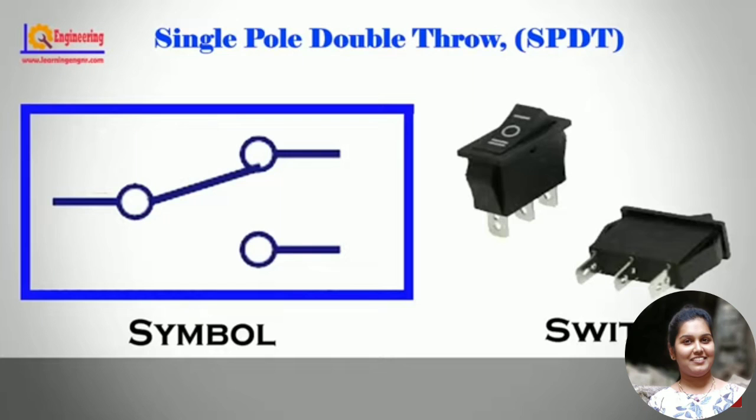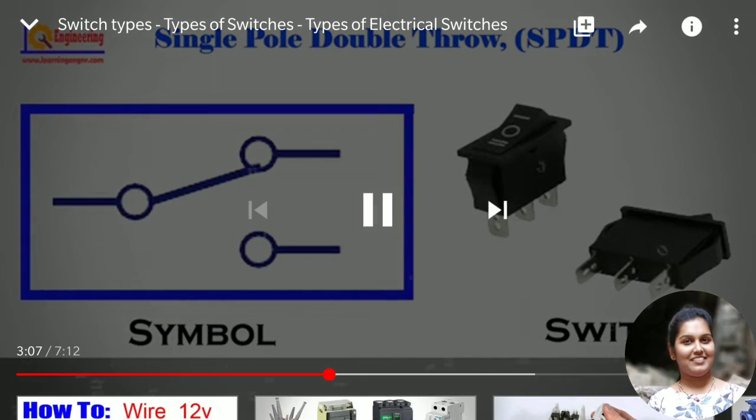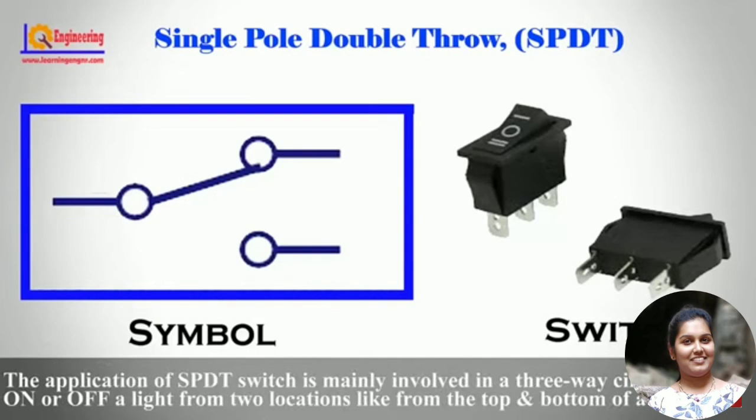SPDT, single pole double throw. The SPDT switch is a 3-terminal switch. One terminal is used as input and the remaining 2 terminals are used as outputs. It joins a mutual terminal to one or the other of the 2 terminals. The application of the SPDT switch is mainly in a 3-way circuit, to turn a light on or off from 2 locations, like the top and bottom of a stairway.